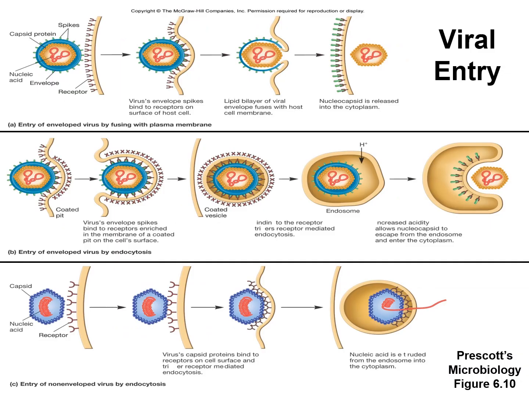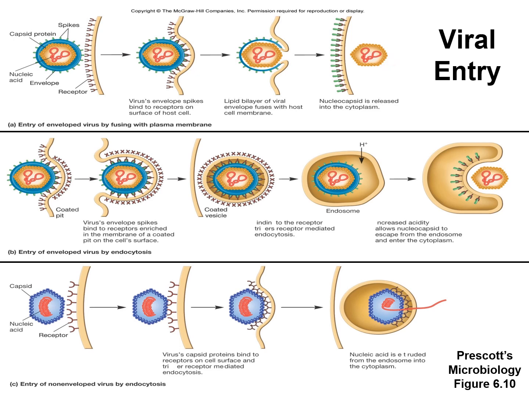So here's just some pictures of two of the methods of viral entry into the host cell. The picture up here on the top, we have an enveloped virus, and you can see that the spike proteins are binding to specific receptors on the host cell membrane. And once the virus binds to the host cell, the viral envelope just fuses right with the plasma membrane, and then that allows the capsid to enter inside the cell.